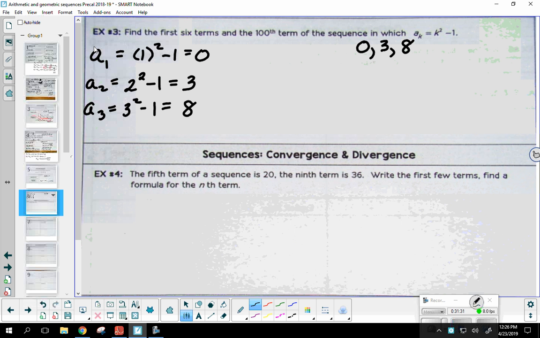Now, if anybody can tell me what the next number would be without using the formula, we can do that. Otherwise, I'll just keep plugging in. It is 15. What's the next one? 24. Next one, 35. Another one.